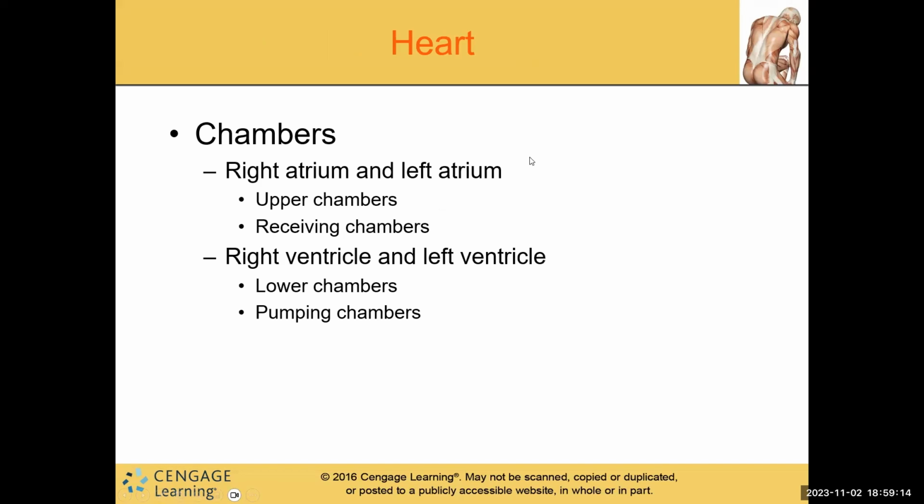Okay, the chambers. There's the right atrium and the left atrium. They're the upper chambers, right and left, and they are the receiving chambers. So they receive blood from our body. The right ventricle and the left ventricle are the larger chambers. They're the main pumping chambers. The atria, left and right, receive blood, but the ventricle chambers, right and left, pump the blood out through the body.